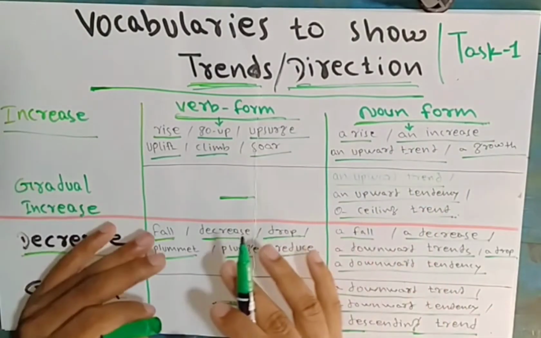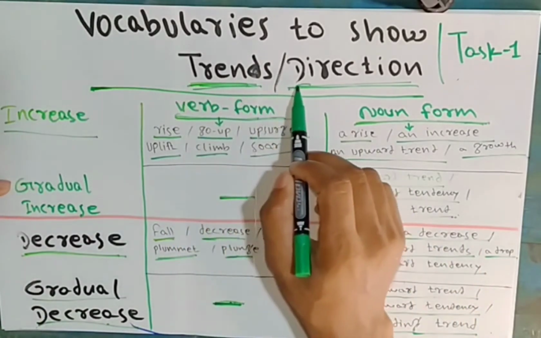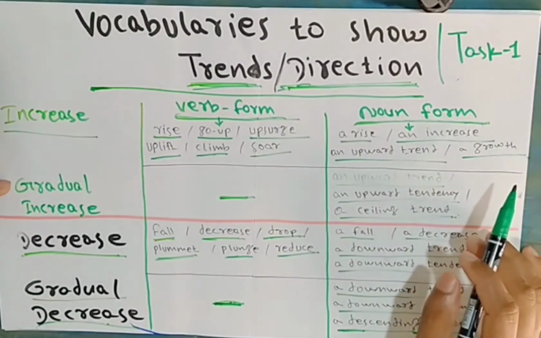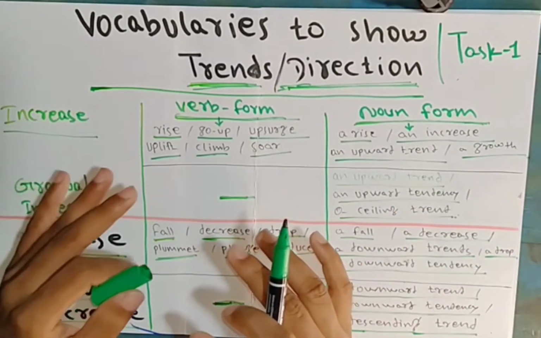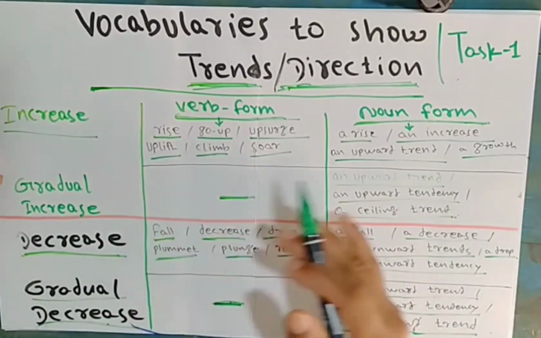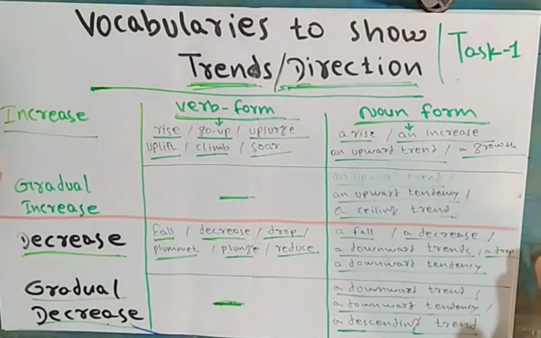So I hope you understand all the words related to the trends and the directions of the graph, right? If you want to show the directions or the trends of the graph, then you have to use these words. So you have to remember all these words and take a screenshot, right?